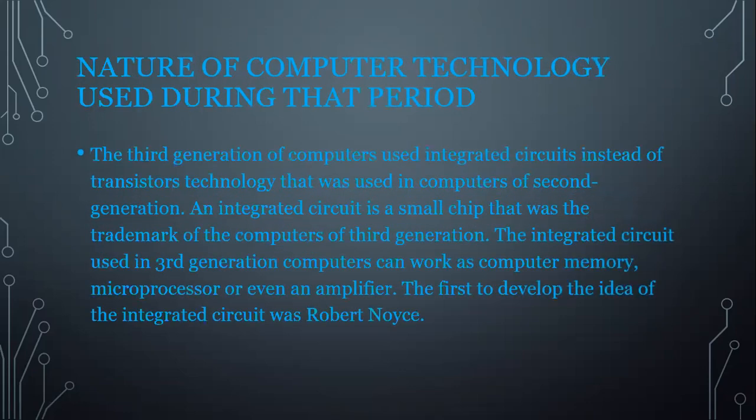The nature of computer technology used during that period: the third generation of computers used integrated circuits instead of the transistor technology that was used in computers of the second generation. An integrated circuit is a small chip that is the trademark of the computers of the third generation. The integrated circuit used in third generation computers can work as computer memory, microprocessors, or even an amplifier. The first to develop the idea of the integrated circuit was Robert Noyce.